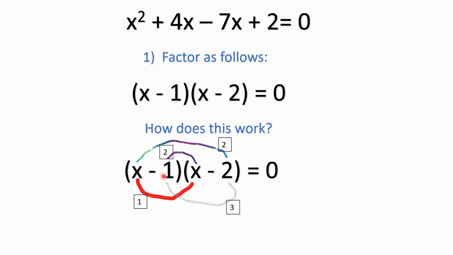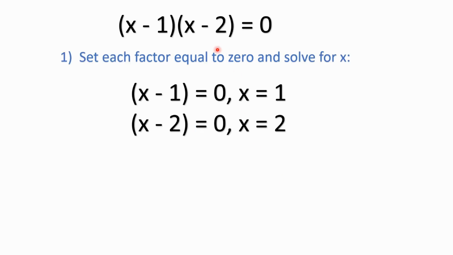Well, what does that equal? Minus x and minus 2x is minus 3x. And then the last thing we would do here is multiply negative 1 times negative 2, which gives us plus 2. So this is how, when these two factors are multiplied together, they give us x squared minus 3x plus 2. And then again, that's equal to 0. So we've got the two factors, x minus 1 times x minus 2 equals 0.